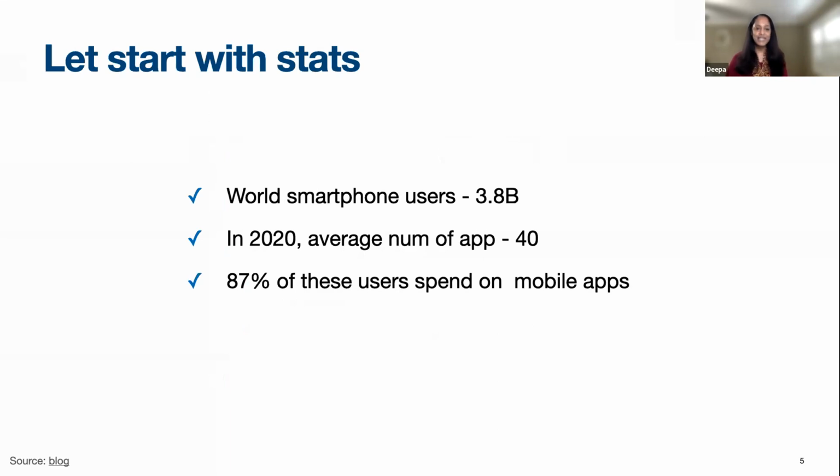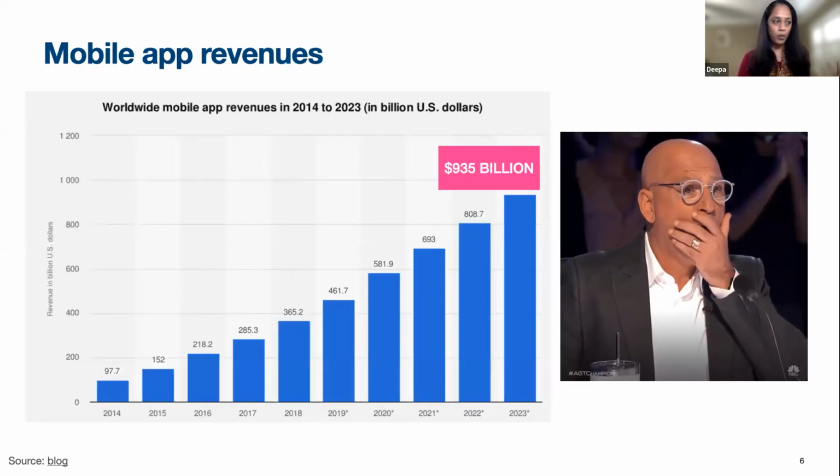And just to give you some stats, right? Half the human population on the planet uses smartphones today, right? And of that half the population, on an average in 2020, the number of applications that people had in their phones were about 40. And there were 87 percent of these users who spent mostly their time on mobile applications, okay? So these are the stats that I want to start with for the mobile side.